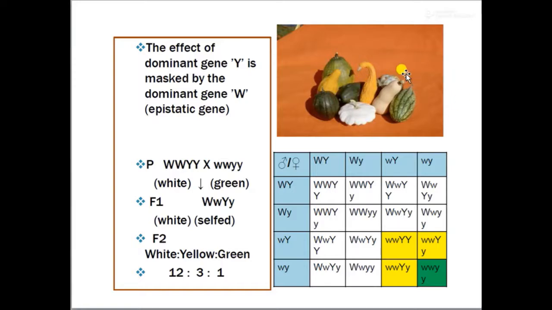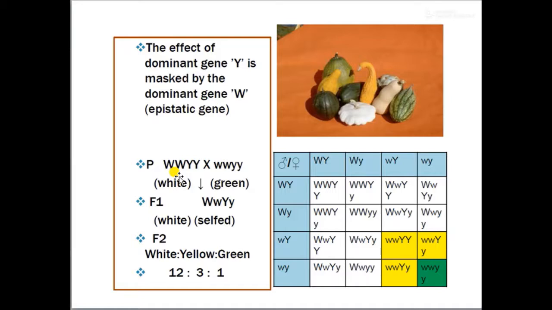So what happens is, as we mentioned earlier, the white one is dominant. And when you take a pure breed of that, it will contain WWYY. And if you take a pure breed of the green variety, it is small w small w and small y small y. And the thing that we should know is the dominant gene W here is considered to be the epistatic gene. What is the epistatic gene? Epistatic gene is a gene which will influence the expression of the other.